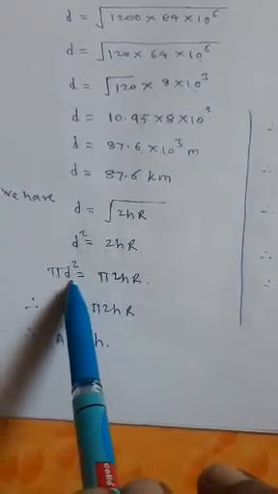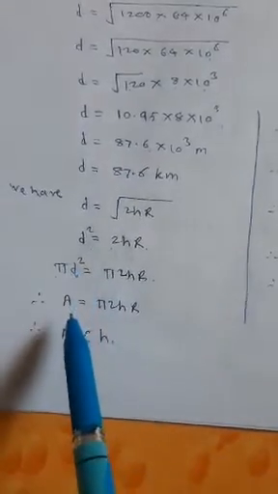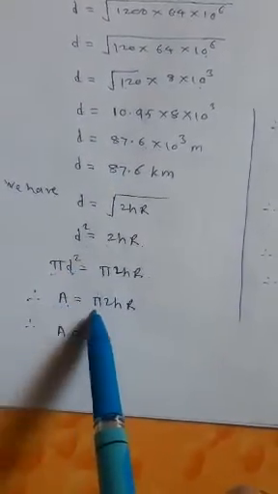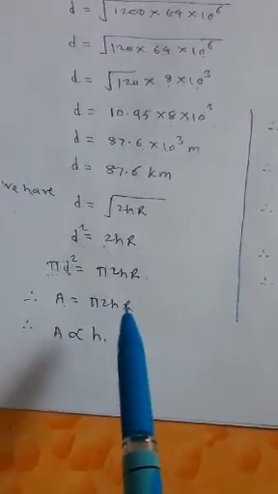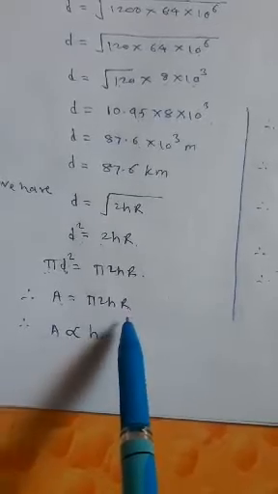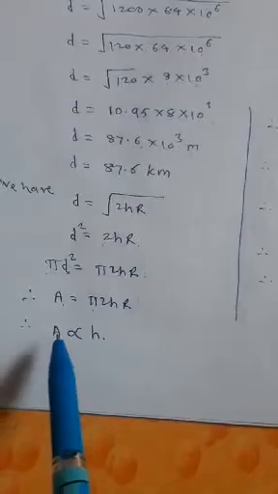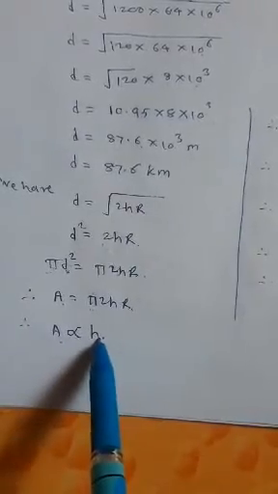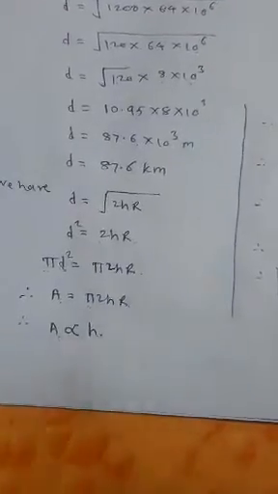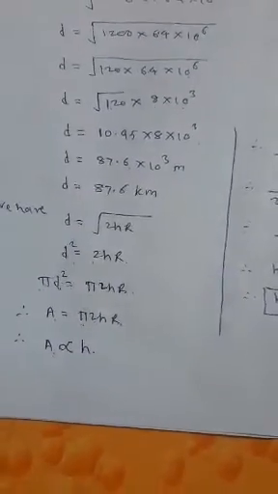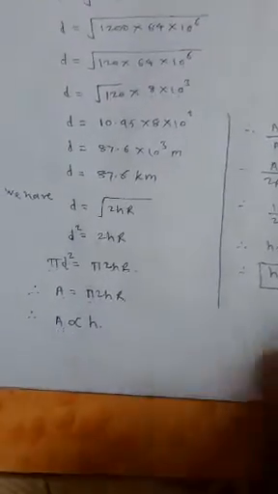Therefore, pi into R square means pi D square, it is the area covered. It is denoted by letter A. Therefore, A is equal to pi 2HR. If R is the radius of the earth, it is constant. Pi is constant. Therefore, we can write A is directly proportional to H. A is directly proportional to H. It indicates that if we want to double the area, then the height also has to be doubled.